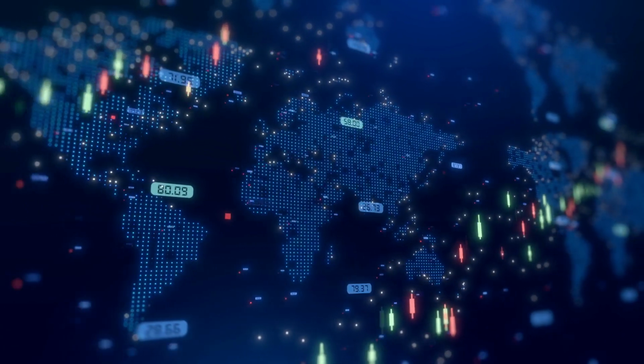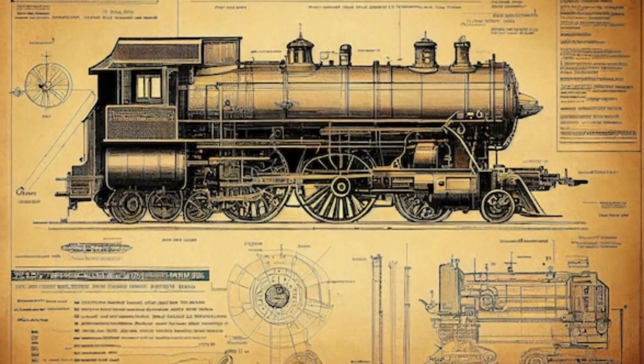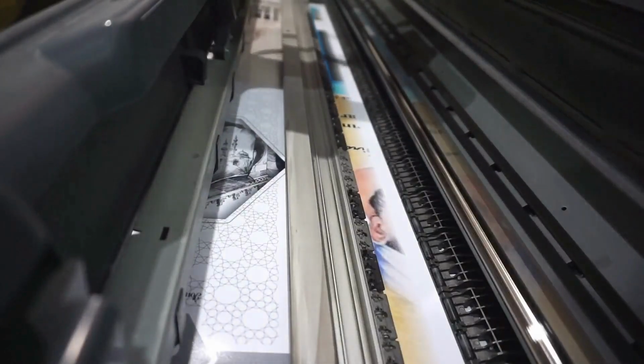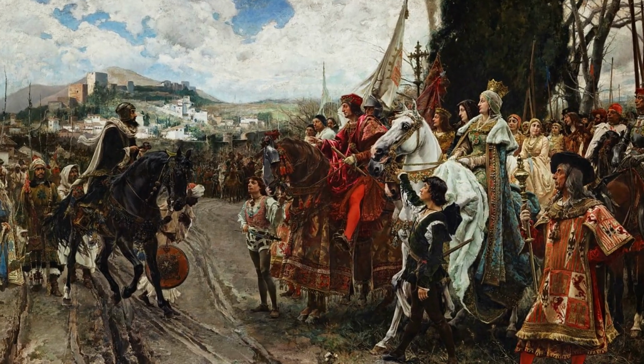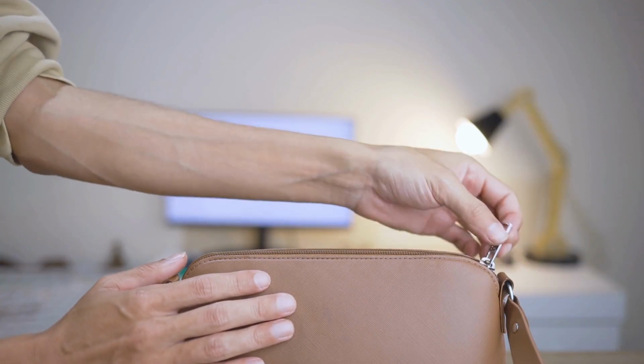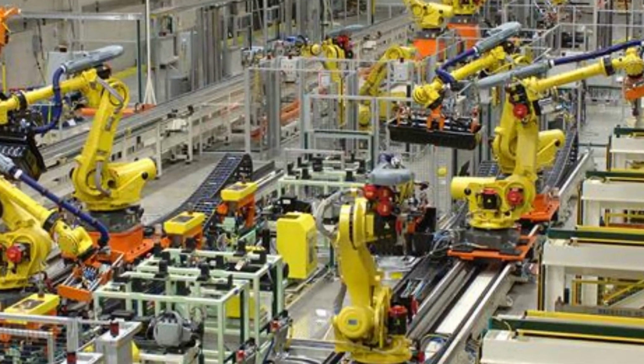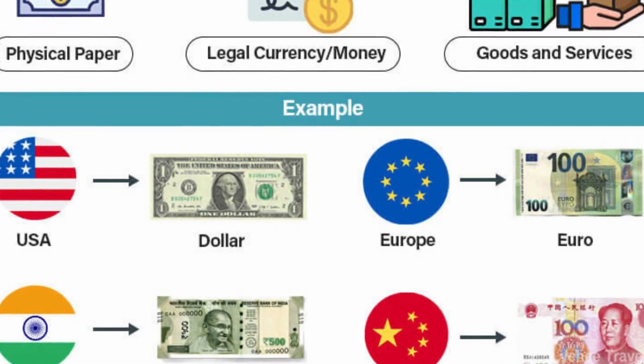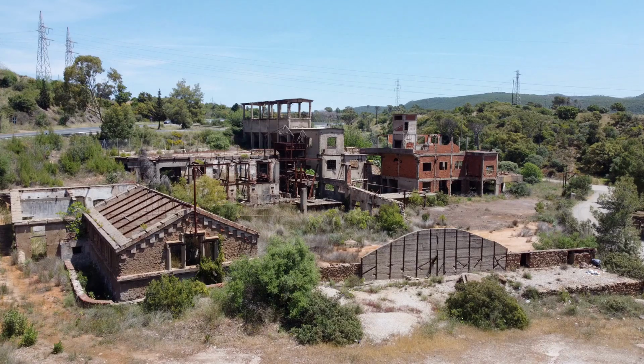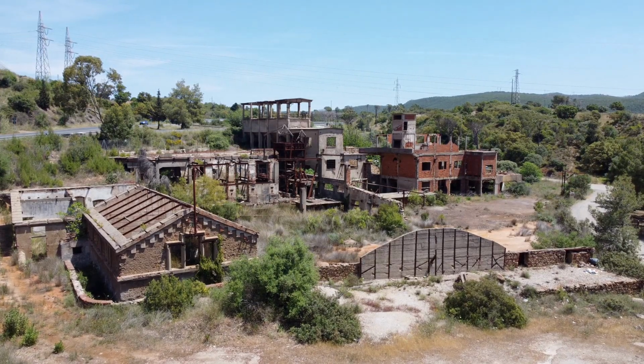funds between different merchants. The next major development in the history of money came with the invention of the printing press in the 15th century. This allowed for the mass production of paper money, making it more accessible and widespread. Governments around the world started issuing their own paper currencies, backed by their reserves of precious metals.